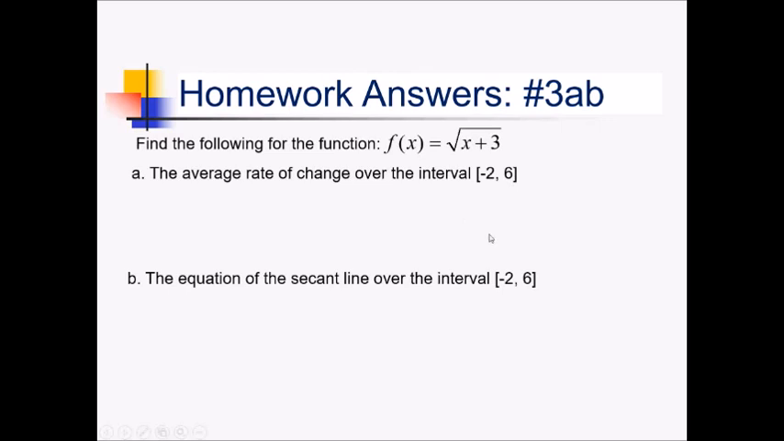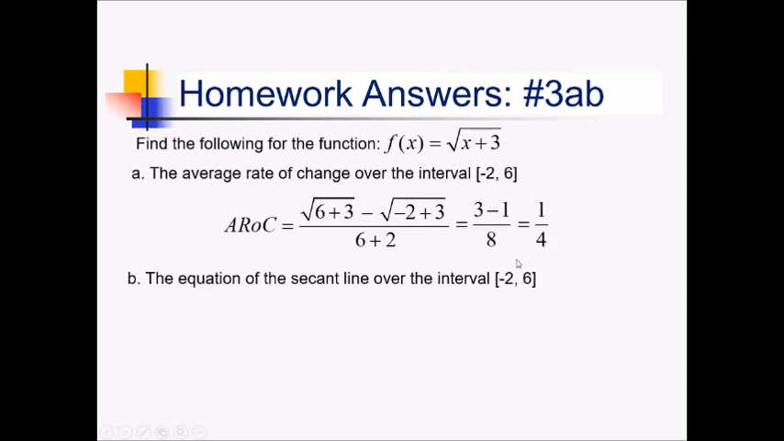For y2, we're basically taking the second x value, plugging it into the function. So you've got square root of 6 plus 3 minus y1, we're doing square root of negative 2 plus 3. So basically just f of 6 minus f of negative 2, all that over the x values, so 6 minus negative 2, or 6 plus 2. So we've got square root of 9, which is 3, minus square root of 1, which is also 1, all over 8. And this is going to be just 2 over 8, which reduces to 1/4.